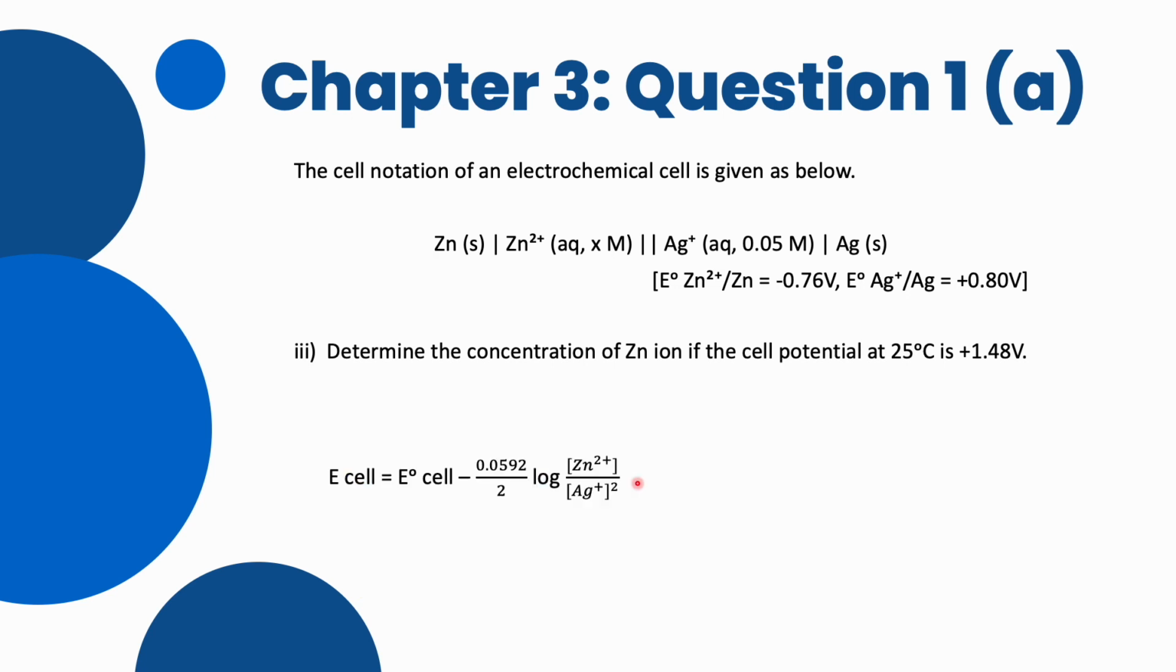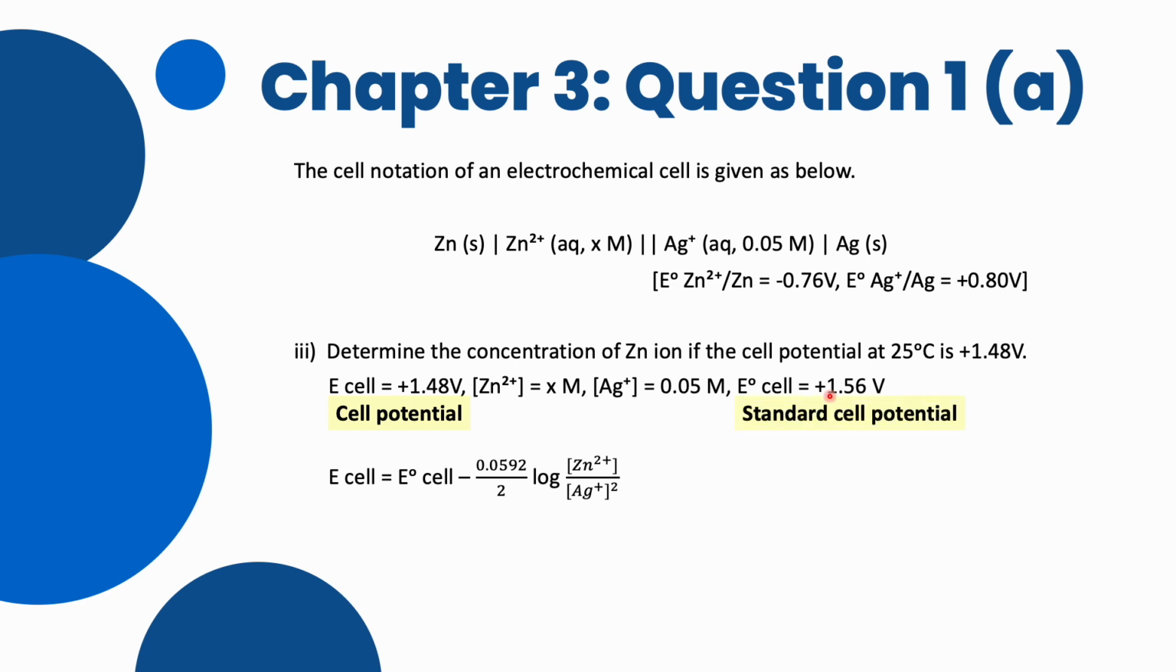So what are the values given? Okay, we have our E cell, positive 1.48 volt based on the question here. The Zn2+ is our unknown. The concentration of Ag+ is 0.05, again based on the cell notation. And the E0 cell is positive 1.56 volt. So again, E cell is the cell potential based on the information from the question. E0 cell here is the standard cell potential which we calculated in the previous question, where E0 cell equals E0 cathode minus E0 anode.